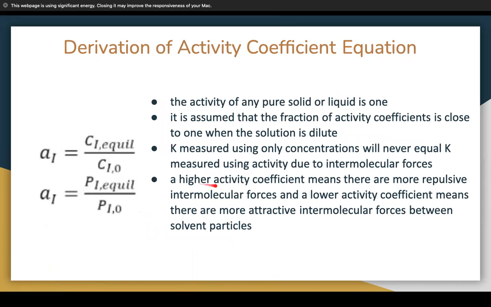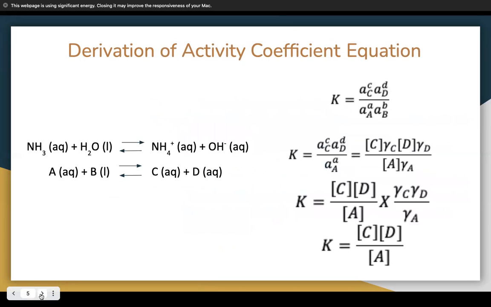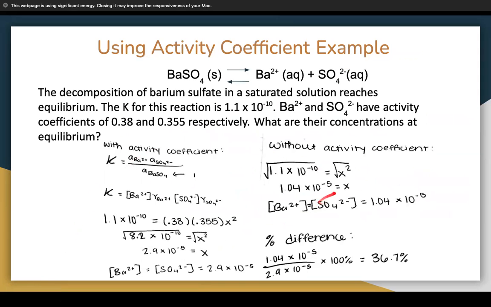And so a higher activity coefficient means there are more repulsive intermolecular forces, and a lower activity coefficient means there are more attractive intermolecular forces between solvent particles. So the intermolecular forces are what determine the magnitude of difference between calculating the equilibrium constant using only activities and calculating K using only concentrations. And so we'll get more into that with this example.